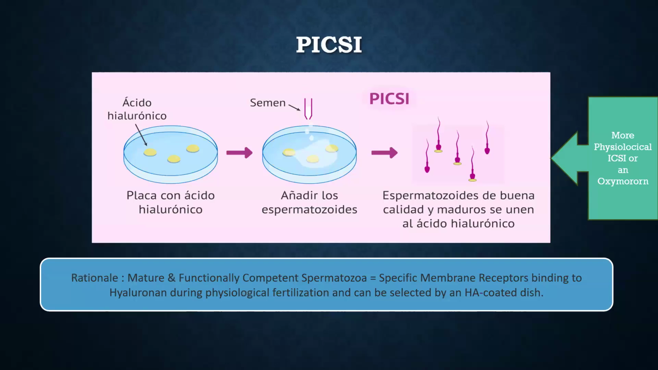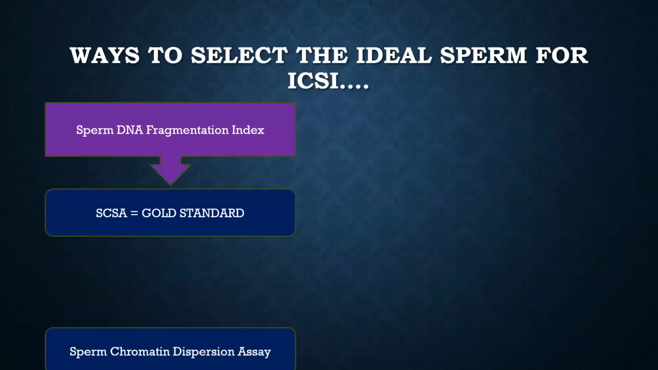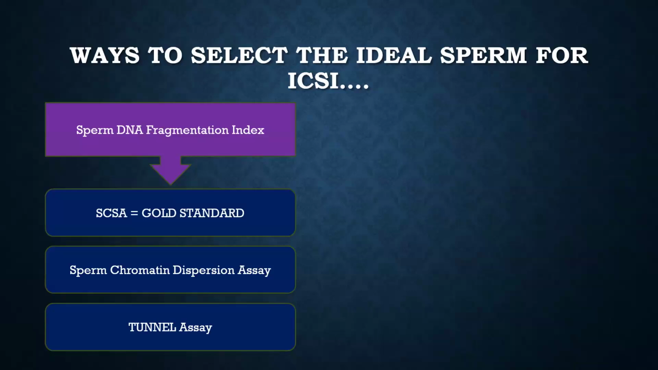Now, physiological ICSI, also known as PIXI, has taken into account that hyaluronic acid present in the cumulus oophorus selects the better sperm, and hence petri dishes coated with hyaluronic acid have been used to select sperms. Most studies did not see much relevant benefit with fertilization rate, but they had shown a slightly reduced pregnancy loss rate.